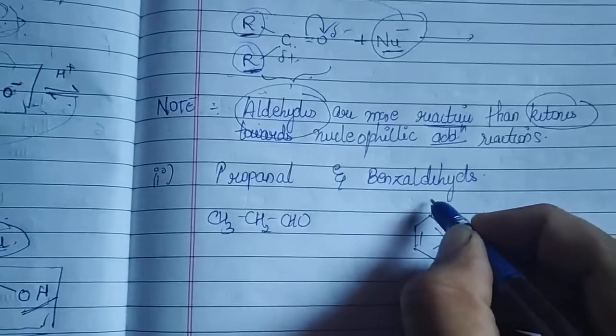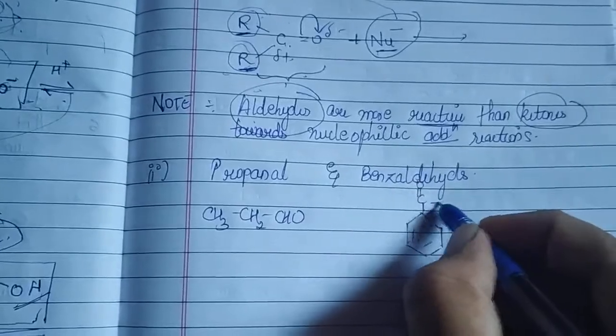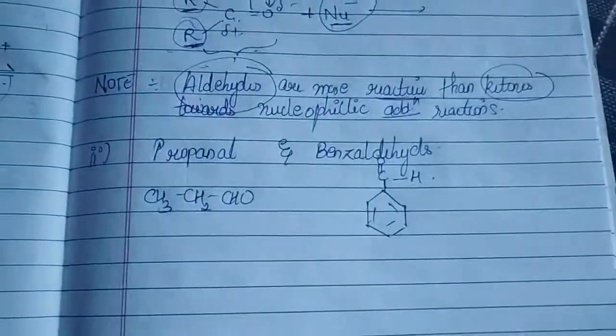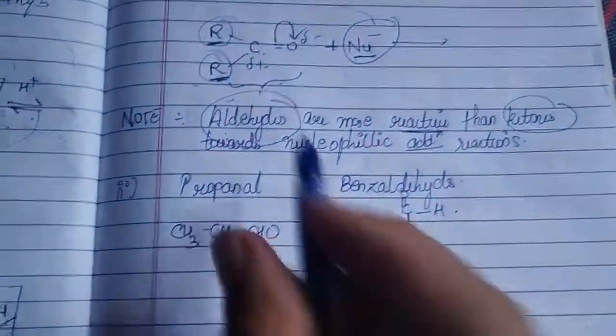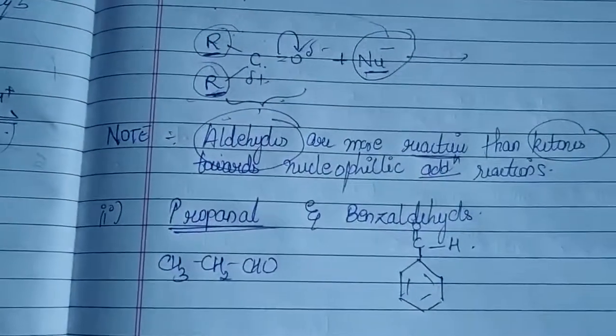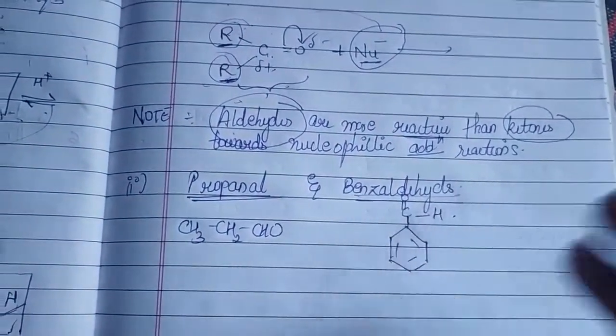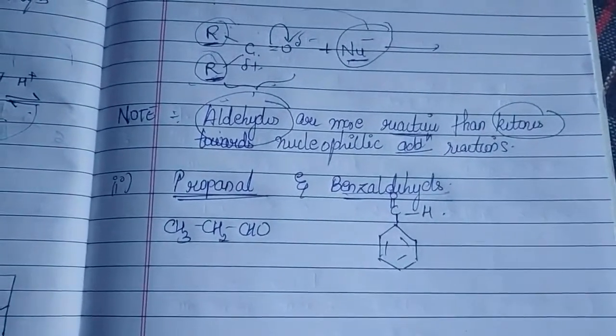Let me write over here. To write it easily, C double bond O and H, like this. Now the question is whether propanal will undergo the nucleophilic addition reaction at a faster rate or whether benzaldehyde will undergo the nucleophilic addition reaction at a faster rate.